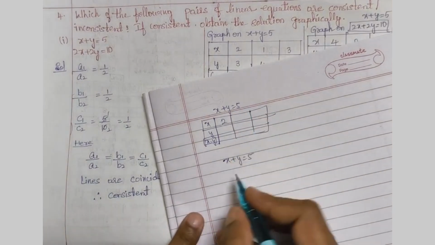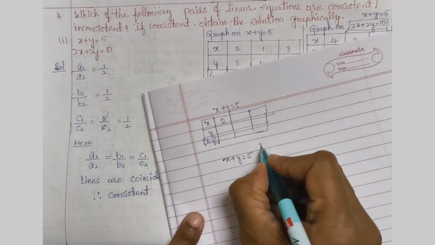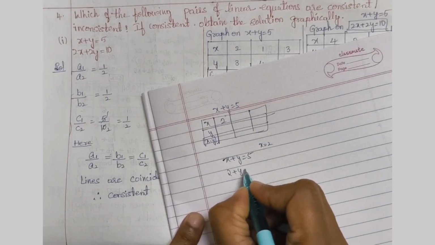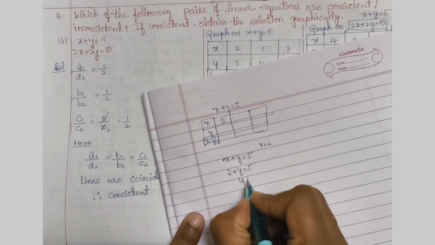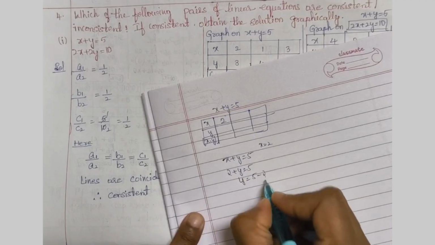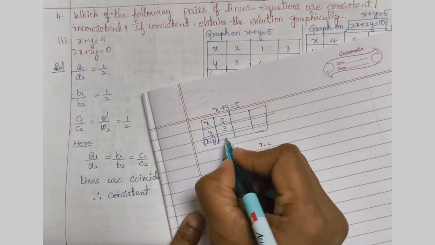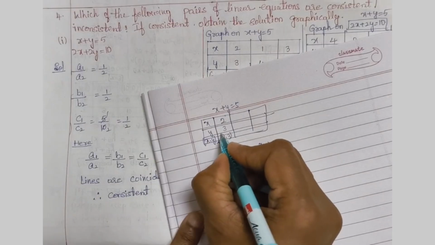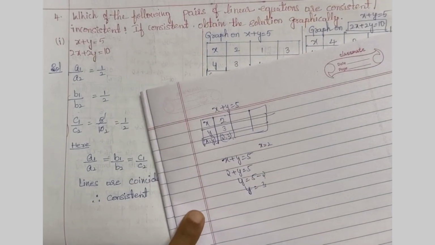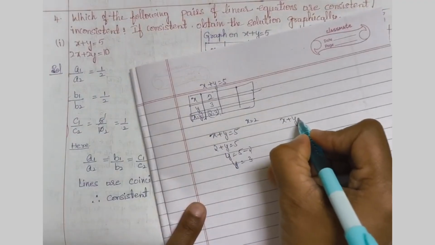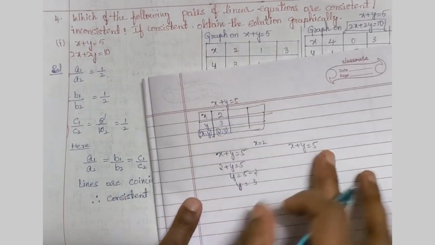So first I am taking x value 2. Substituting x as 2, we get 2 plus y is equal to 5. So y is equal to 5 minus 2, since 2 goes to the other side as minus. y is equal to 3. So when x is 2, y is 3. The coordinates are 2 and 3. Next we will take one more number. In x plus y is equal to 5, after 2 I am taking 1.